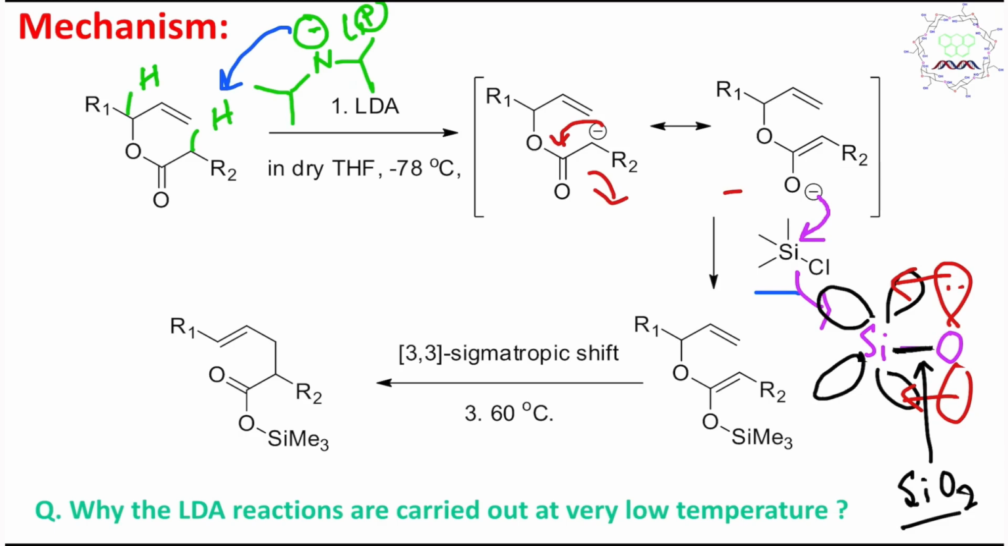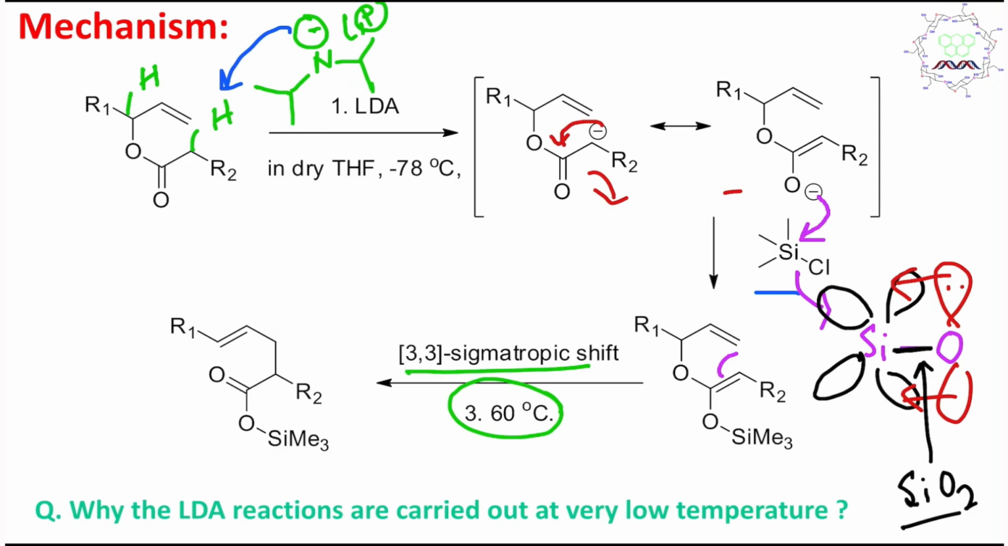Generally we see the nucleophilic attack of the enolate happens from the carbon side, but this is an exceptional example where the nucleophilic attack happens from the oxygen side, and in this way this silyl enol ether is produced. Now the next step is a 3,3 sigmatropic shift, which happens at 60 degrees centigrade. How? This is actually a pericyclic reaction, so the arrow movement is not that important.